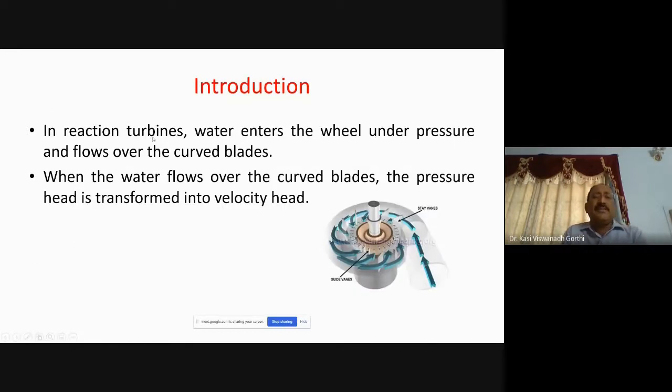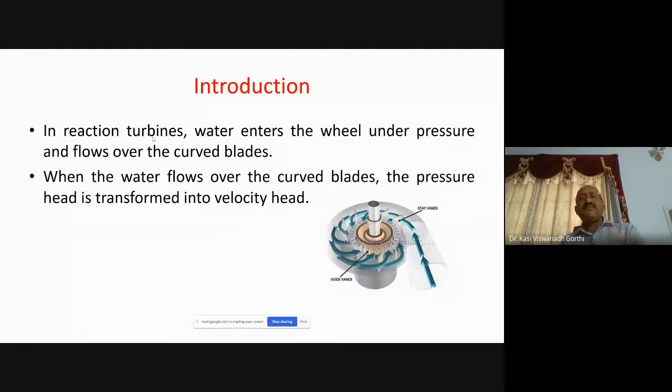In reaction turbines, water enters the wheel under pressure and flows over the curved blades. This is the first difference when you compare this with the impulse type turbine. In the case of the impulse type turbine, at the exit of the nozzle, the total energy gets converted into kinetic energy only, and hence there is no gauge pressure, or else it is under atmospheric pressure. It emerges out and strikes the buckets, and hence a Pelton wheel is called an atmospheric pressure turbine.